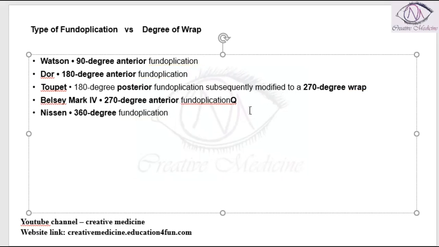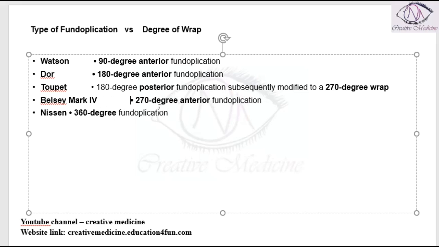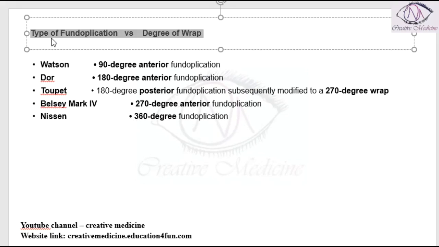Okay, this is very important. First, Watson's fundoplication has a 90 degrees anterior wrap, whereas Dor's fundoplication is a 180 degrees anterior fundoplication. Toupet's fundoplication is actually a 180 degrees posterior fundoplication, which is modified to a 270 degrees wrap. Now, Hill's Mark IV is a 270 degrees anterior fundoplication, whereas Nissen's fundoplication is a 360 degrees fundoplication.